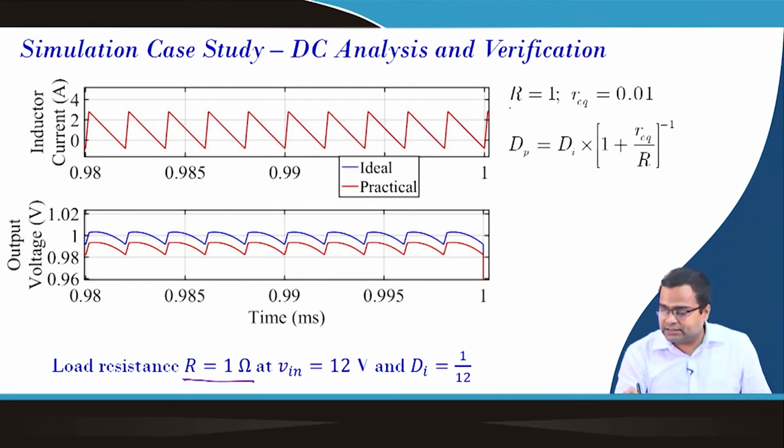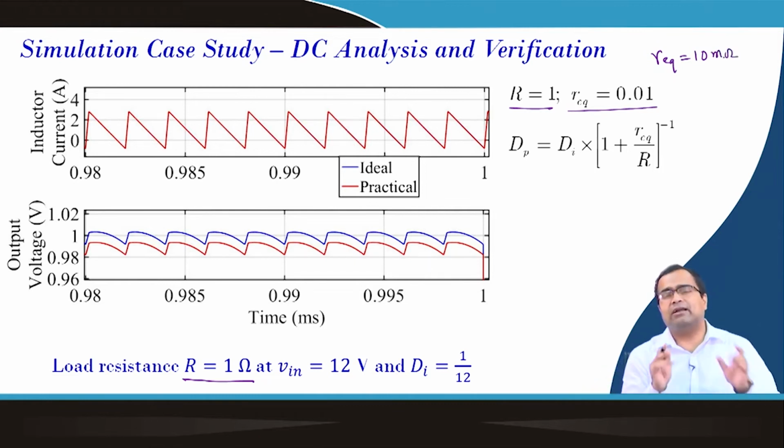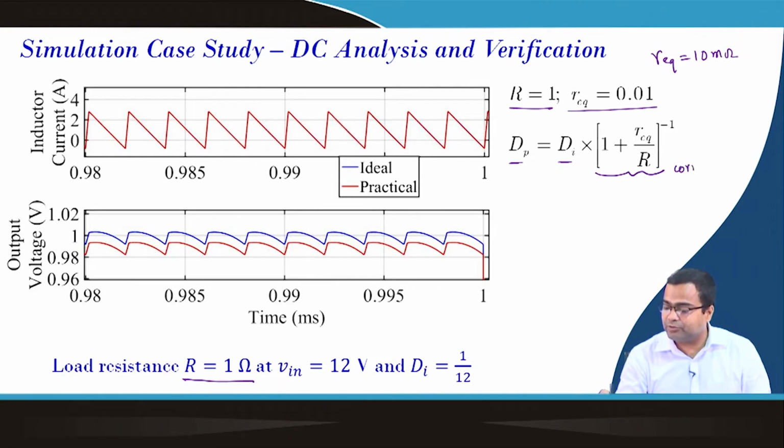So, can we analytically show what is the value? We know the load resistance is 1 ohm, and in our converter setting we took the R equivalent to be 10 milli ohm, because 5 milli ohm is the DCR and 5 milli ohm is the on state resistance. So, it is totally 10 milli ohm. So, what is my practical duty ratio? It is the ideal duty ratio multiplied by this correction factor, right? We know about this correction term.